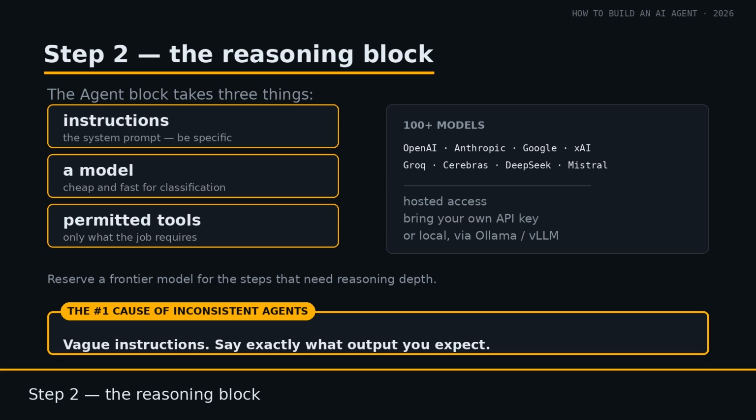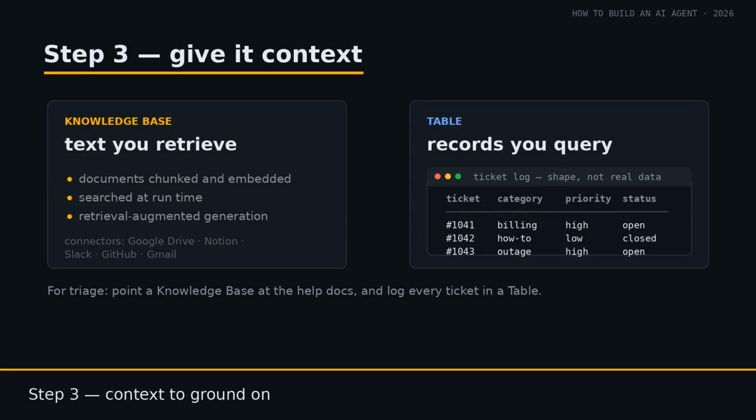For the model, SIM supports more than 100 across OpenAI, Google, xAI, Grok, Cerebras, DeepSeek, and Mistral. You can use hosted access, bring your own API key, or run a local model through Ollama or vLLM. Use a fast, cheap model for classification like this. Reserve a frontier model for steps that need real reasoning depth. Step 3, give the agent context.